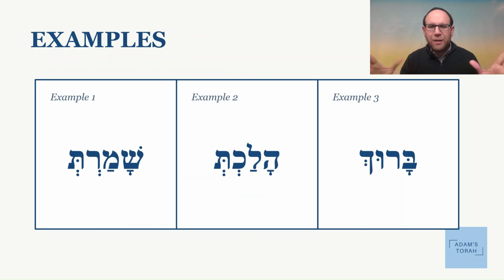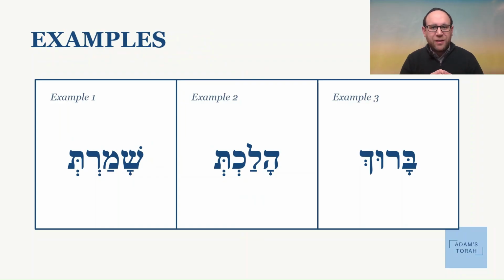Example number 2 is the same structure. Halacht. 4 letters, but only 2 syllables. Ha-lacht. Those final 2 Shevaim are both going to be Sheva Nach, halacht.